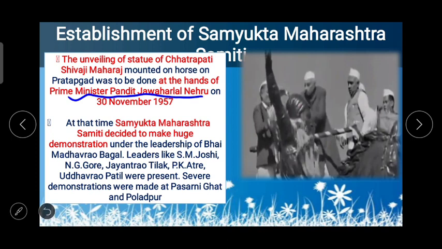At that time, Samyukta Maharashtra Samiti decided to make huge demonstration under the leadership of Bhai Madhavrao Bagal, leaders like S.M. Joshi, N.G. Gore, Jayantrao Tilak, P.K. Atre, Uddhav Rao Patil were present, and severe demonstrations were made at Pasrani Ghat and Polatpur. Now, because of this, what happened?